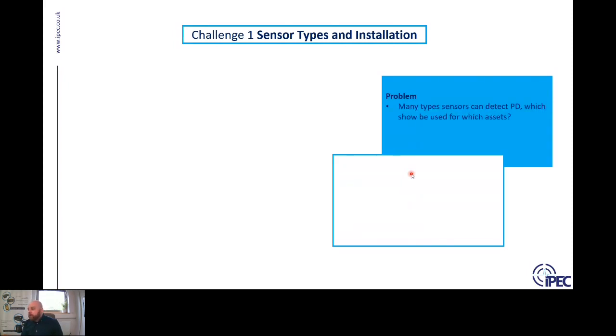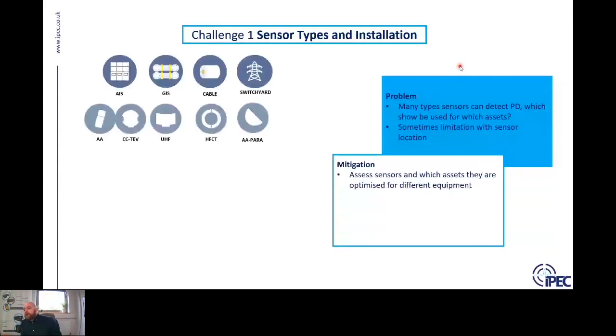So what's the problem? First problem is what sensor should I use with what asset? And the other problem is where can I install and where can I apply my sensors? The first mitigation step, if you like, is really to research and to look into what sensors are firstly optimized for different types of assets.